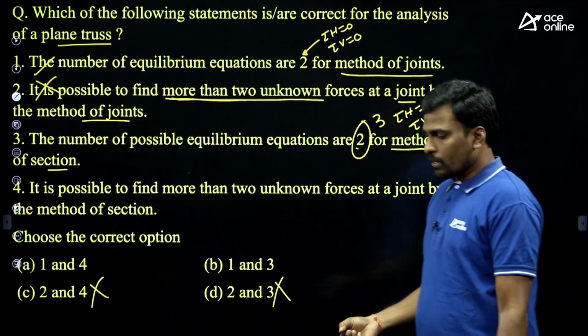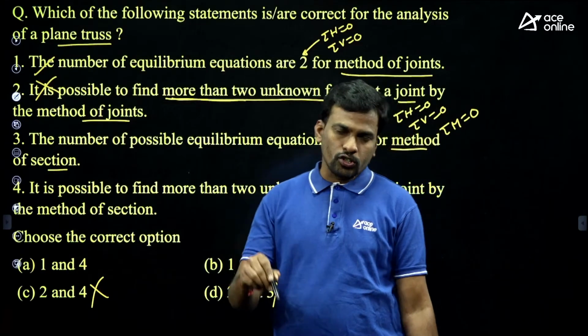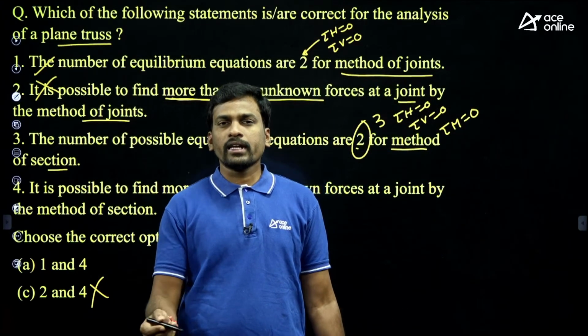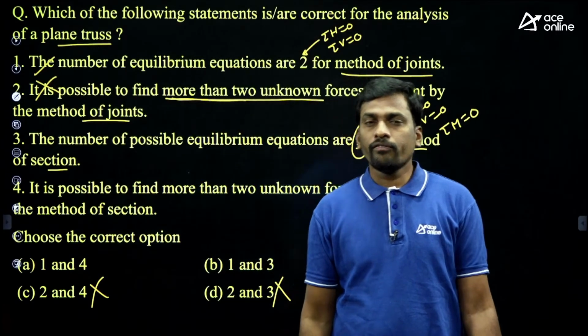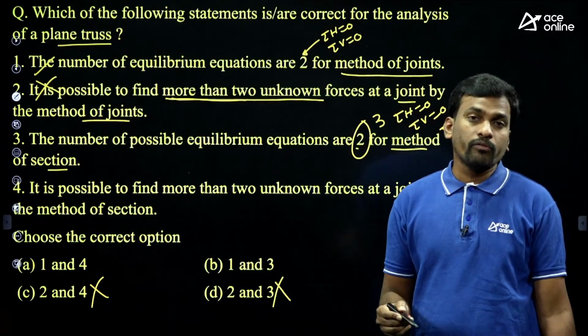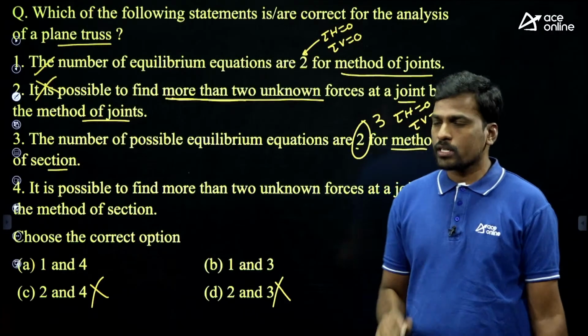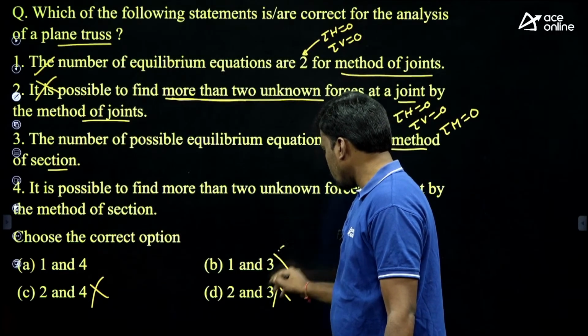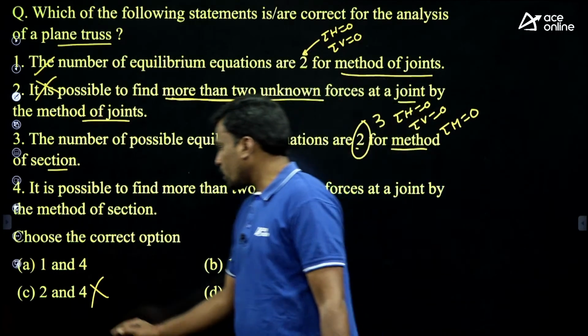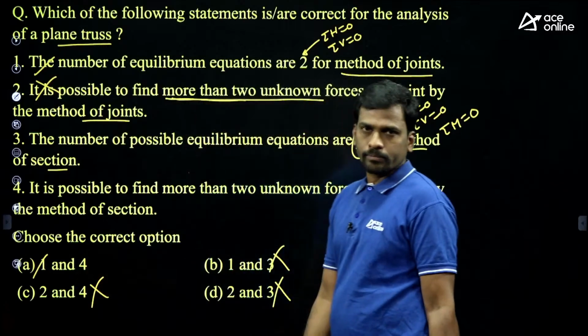Okay, so in method of joint, equilibrium equation of a joint is considered. In method of section, equilibrium equation of a structure is considered. Then for pin jointed plane frame, for structure, equilibrium equations are 3. Then option 3 is wrong. So it means B is wrong, then only A is correct.